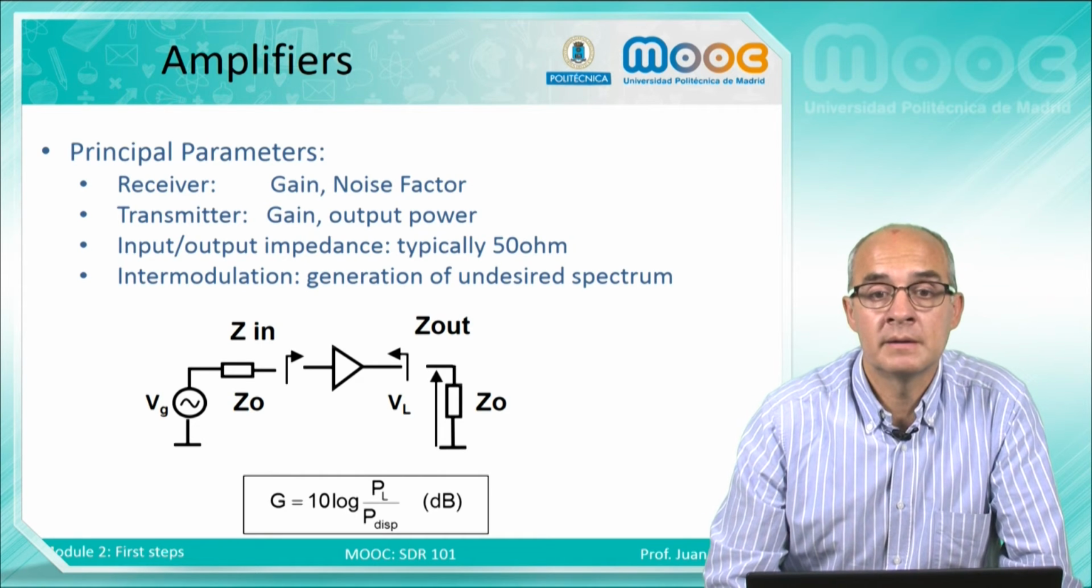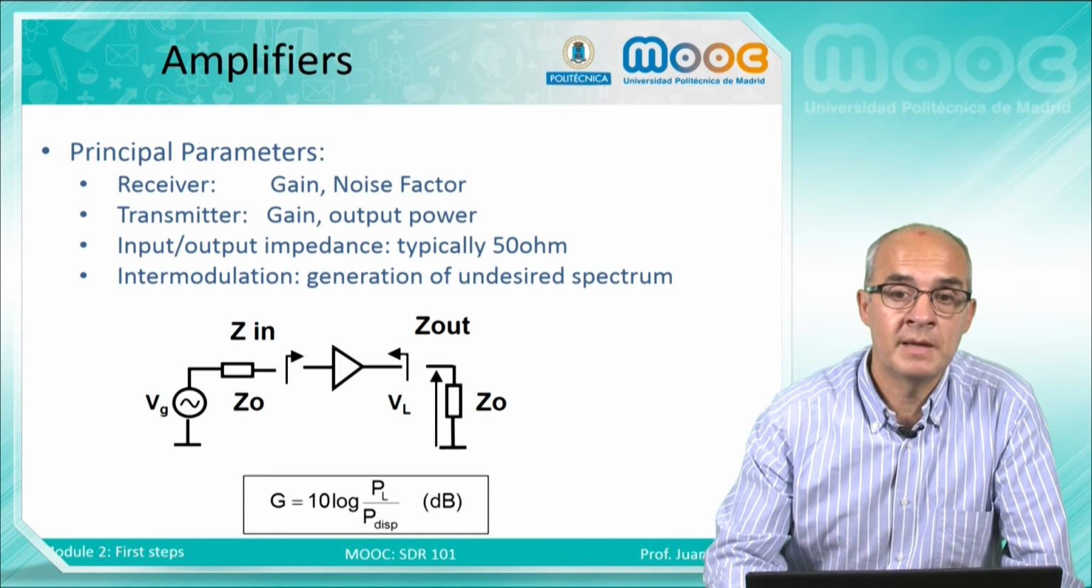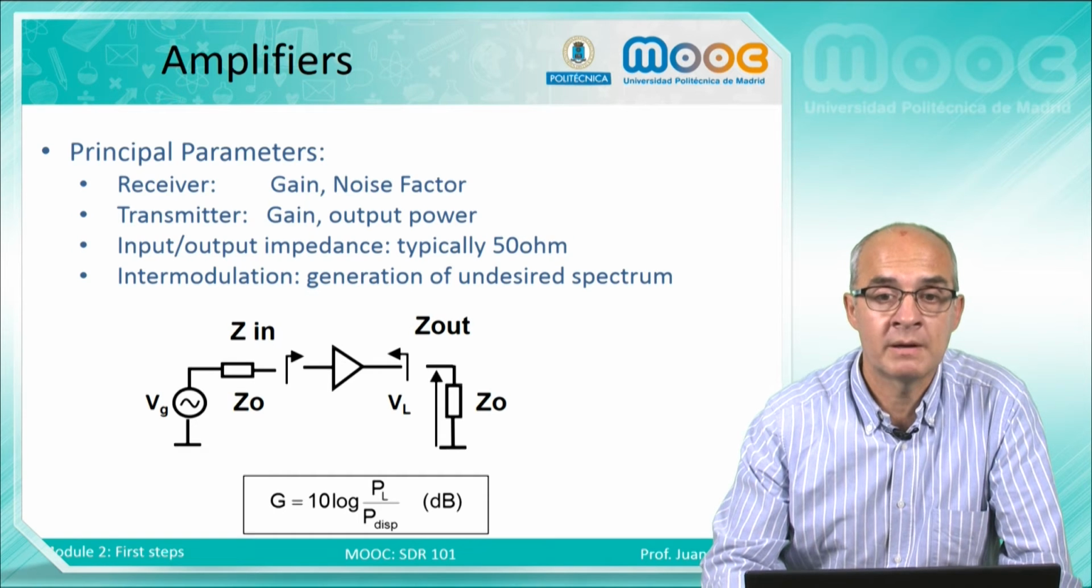Here we have the general schematic of an amplifier with the input impedance, output impedance, and the power gain definition.